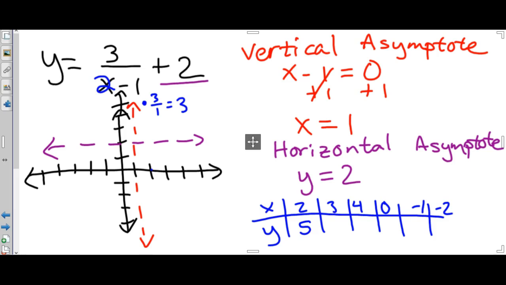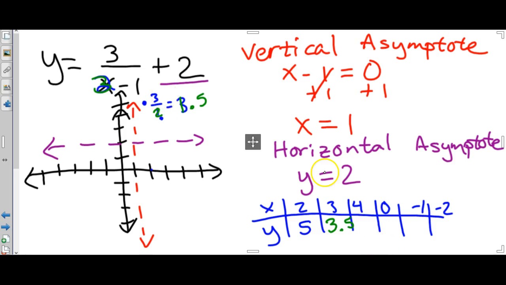Then we replace the next one, 3. 3 minus 1 is 2, so this time it's 3 over 2, which is 1.5. Then we still have to add 2 at the end, so the final answer comes out as 3.5. So (3, 3.5) is about here.